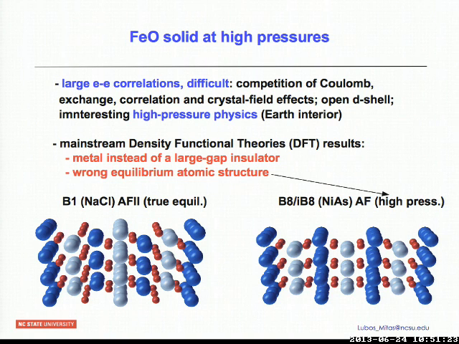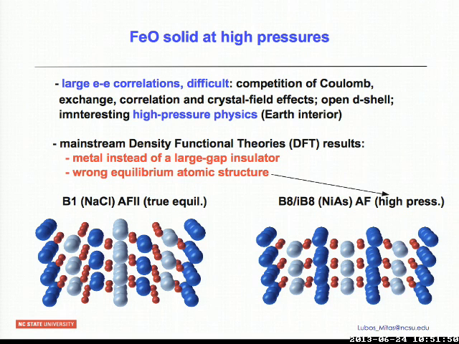Very often you end up with an open D shell, and there's iron oxide. It has a relevance for high pressure physics because a large part of the Earth interior is actually iron oxide doped with other elements at various pressures and temperatures. And I didn't mention too much about the density functional, but I hope that you at least have a perfunctory knowledge of that thing.